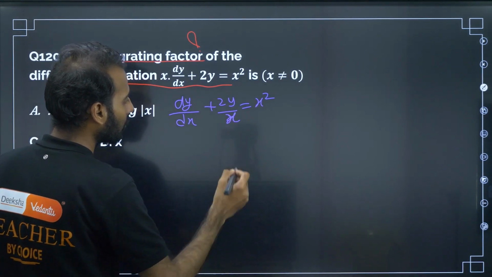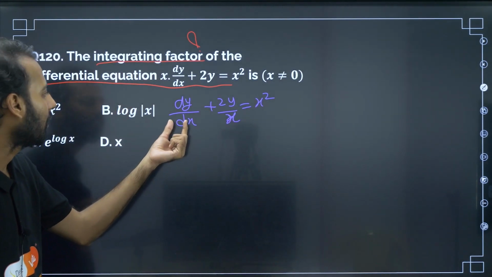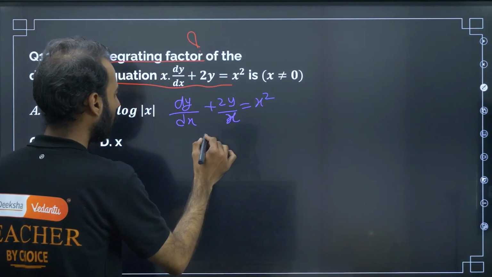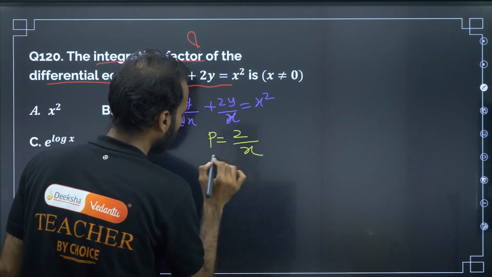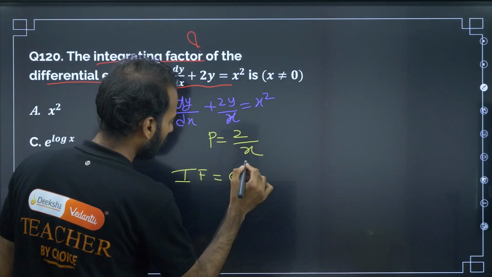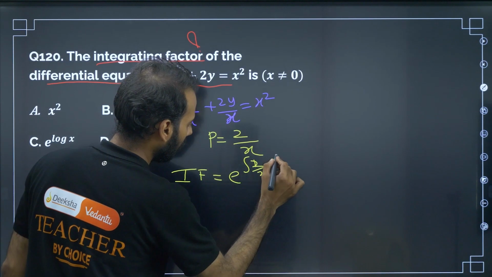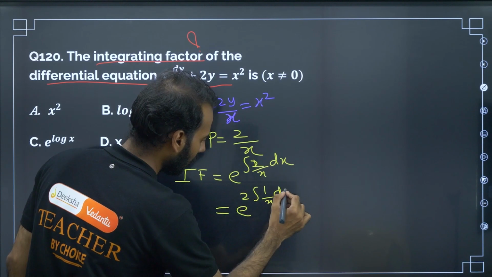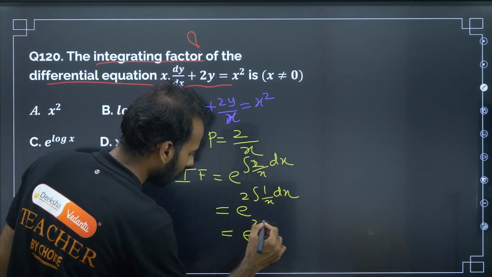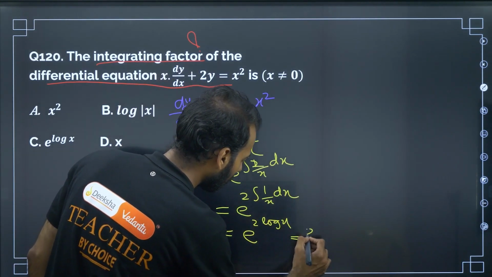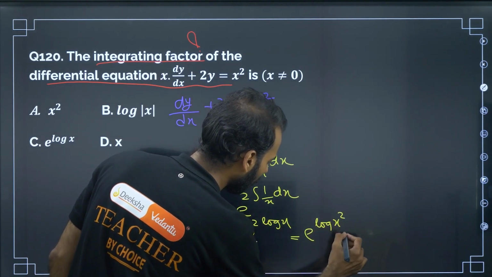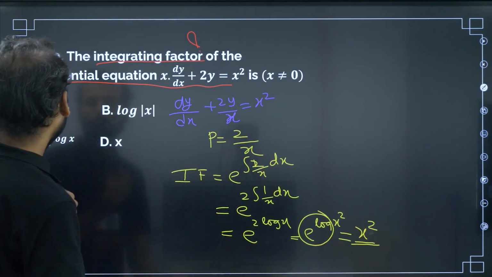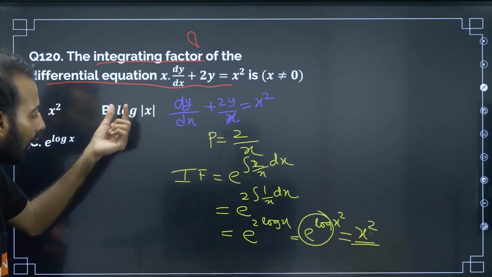Now many times I have discussed this linear differential equation, dy by dx plus py is equal to q. So if I try to recall, p is equal to 2 by x, so the integrating factor IF is equal to e raised to integration of p dx. So e to the integration of 2 by x dx, so e raised to 2 log x, e raised to log of x square. The e and log will cancel, and we are left with x square. The integrating factor IF is equal to x square.